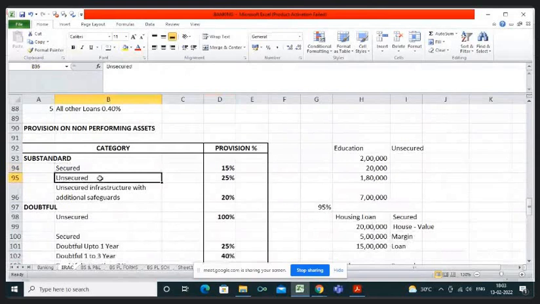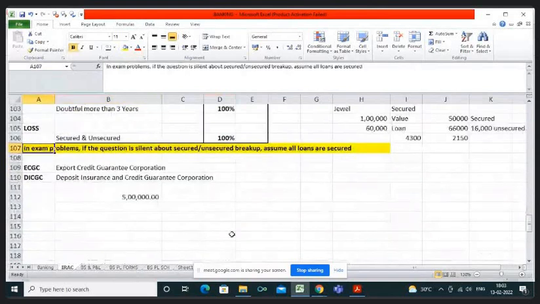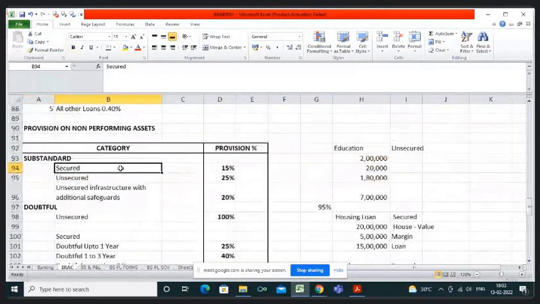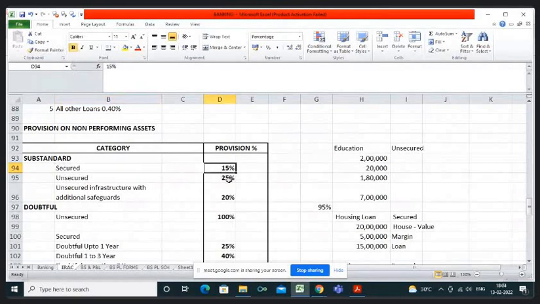Otherwise, we have to give one working note saying the question is silent about the classification. We assume all the loans are secured, because in banking, normally 90 to 95% of the loans are secured. Only around 5% of the loans are unsecured. That's why it is more reasonable to assume all the loans are secured. So substandard, secured means 15%, unsecured means 25%.